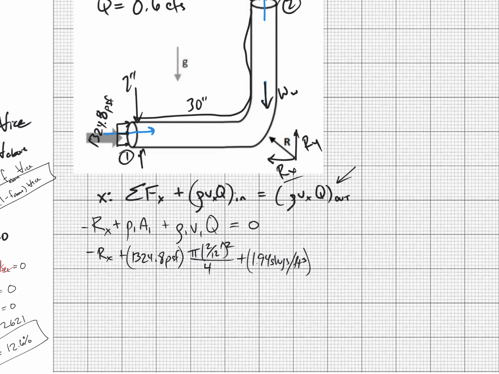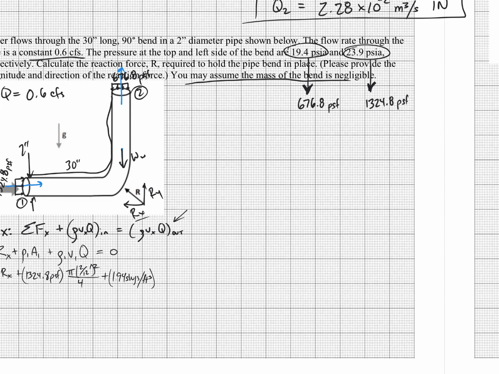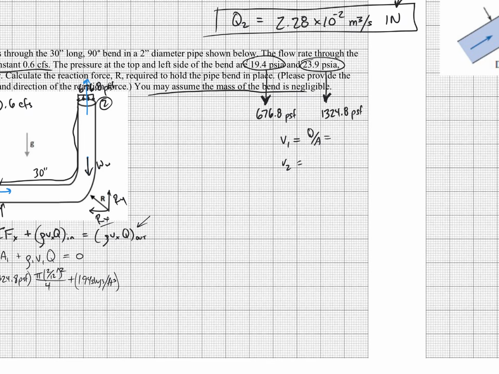Okay, what's the velocity of one? Well, the velocity of one and the velocity of two are the same thing. We didn't figure them out, so let's go here. V1 equals Q over A, and that's also V2. Okay, so the Q is 0.6 CFS. Okay, and the area is pi times (2/12)² over 4. So V1 equals V2 equals whatever that comes to: 27.502 feet per second.